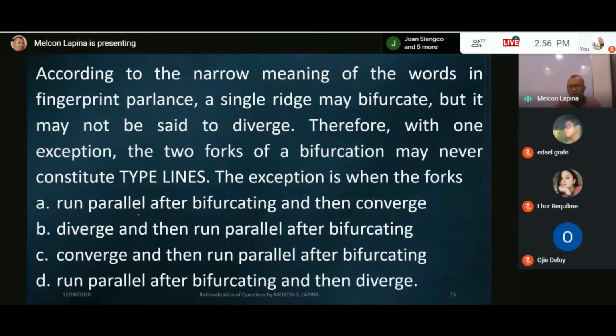According to the narrow meaning of the words in fingerprint parlance, a single ridge may bifurcate, but it may not be said to diverge. Therefore, with one exception, the two forks of a bifurcation may never constitute pipelines. Ito ang ibig sabihin nito. So, let me just illustrate.